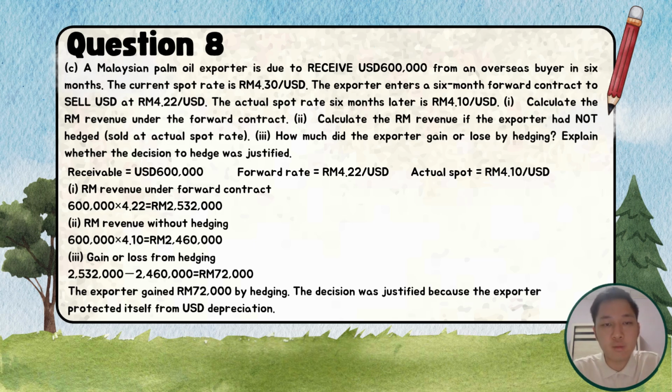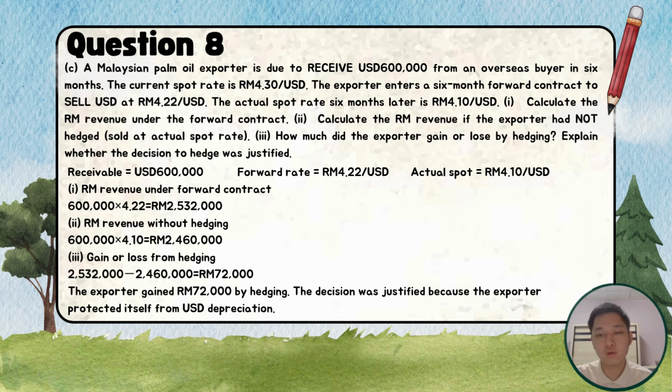For question 8c, the Malaysian palm oil exporter will receive US dollar 600,000 in 6 months. The exporter enters a forward contract to sell US dollars at RM 4.22 per US dollar. The actual spot rate after 6 months is RM 4.10 per US dollar. First, I calculate the ringgit Malaysia revenue under the forward contract. US dollar 600,000 multiplied by RM 4.22 equals RM 2,532,000.